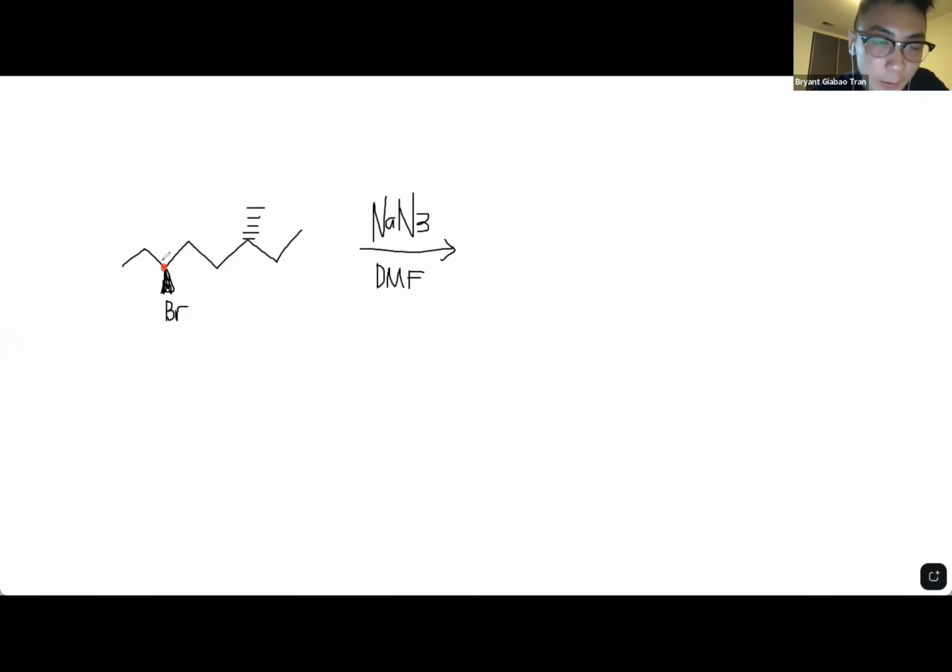Let's look at this carbon holding the leaving group. What type of substrate is that carbon? Is it primary, secondary, or tertiary? Isn't it secondary? Yep, it's secondary because it's bonded to two other carbons.